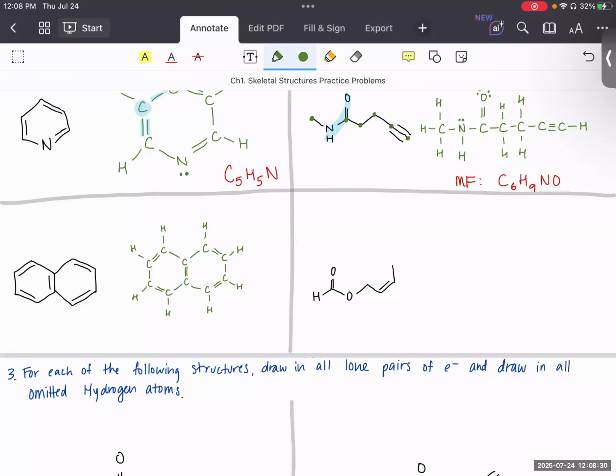And so lastly, for this one, let's count the total number of carbons that we have. We have 10 carbons, and then we have 8 hydrogens on the outside.